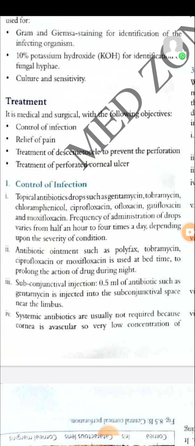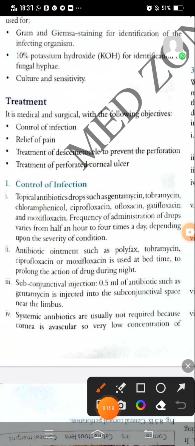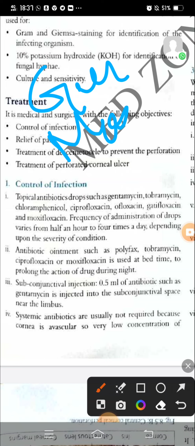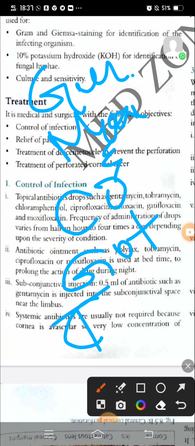So how would you remember all these drugs? Here is a mnemonic for it: Gentleman, Moxie, and Co. Got Tobra. You can remember Tobra from Cobra. Gentleman means gentamicin, Moxie means moxifloxacin, Co: C for ciprofloxacin, O for ofloxacin, then Got for gatifloxacin, and Tobra for tobramycin. You can remember all the names of the drugs from this mnemonic.